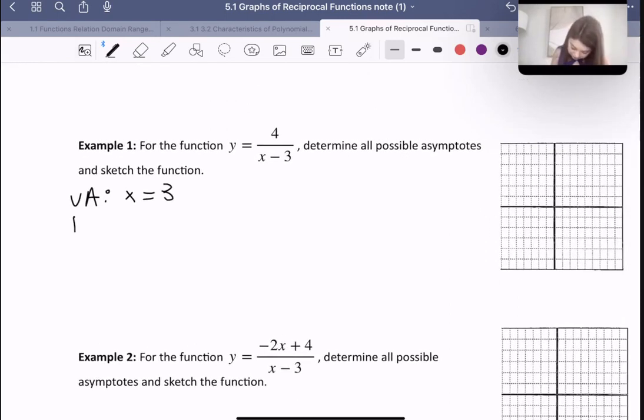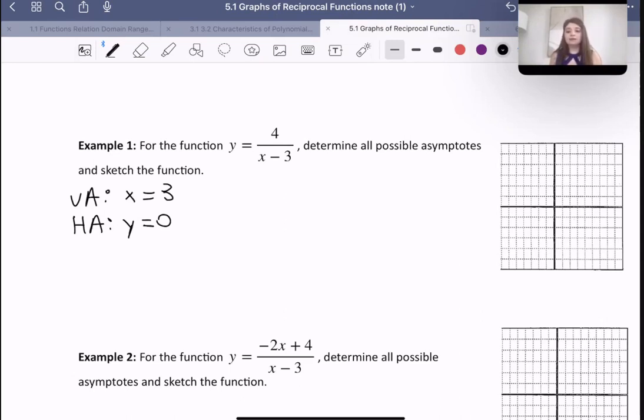Okay, what about horizontal asymptote? Well, it looks like in this case, the degree of the numerator is 0 and the degree of the denominator is 1, so the degree of the denominator is higher, which means our horizontal asymptote is going to be at y is equal to 0. I'm having trouble writing today for some reason. Okay, so there we go.